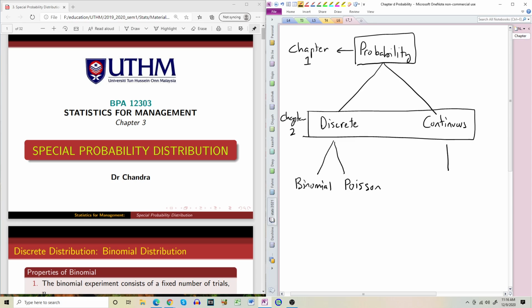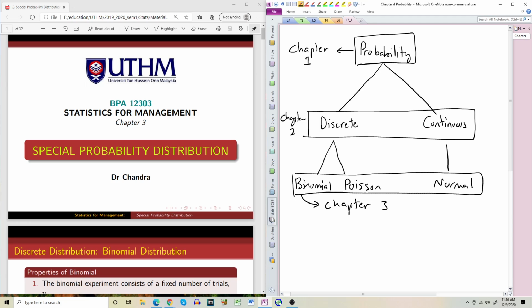And in continuous we learn one probability distribution known as normal. This is chapter 3 which we are going to see today. You can see the continuation, the relation between chapter 1, 2 and 3. So first, the special probability that falls under discrete.